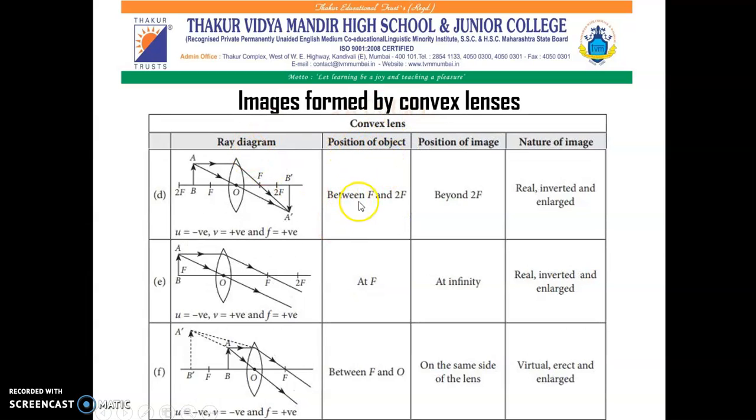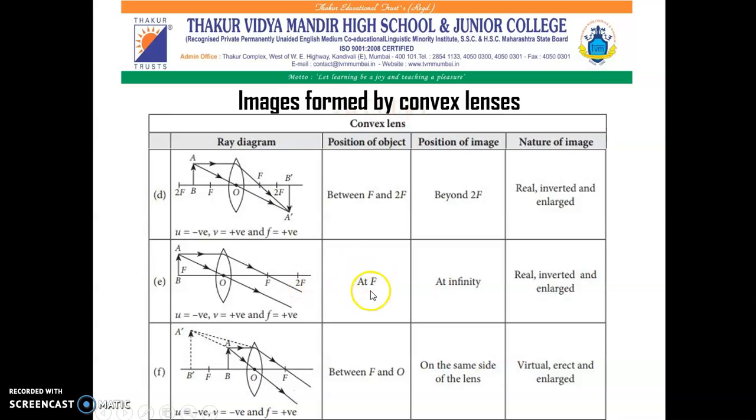If the position of the object is between f and 2f, as shown over here, it is indicated by AB. So, in this case, the position of the object is between f and 2f. So, the position of the image will be beyond 2f. Here you can see it is beyond 2f, indicated by A dash B dash. And the nature of the image is real, inverted and enlarged.